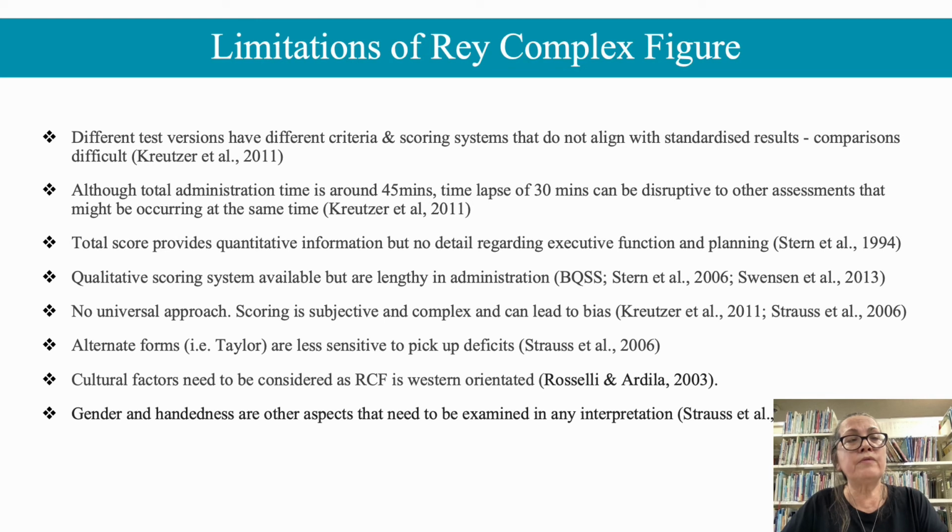While the total score provides quantitative information, there is no detail regarding executive functioning and planning. Now, a qualitative scoring system is available, but they are lengthy in administration and can be considered counterproductive. There is no universal approach. Scoring is subjective and complex and can lead to bias. Although there are alternative forms such as the Taylor, they are less sensitive to pick up any neurological deficits.